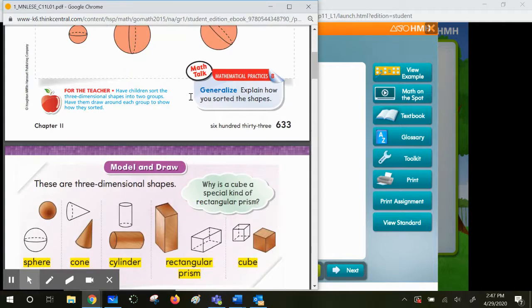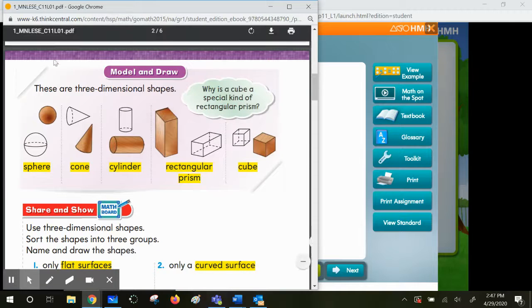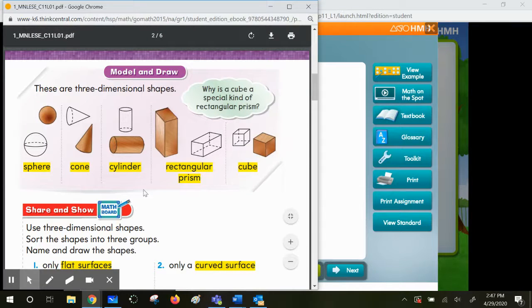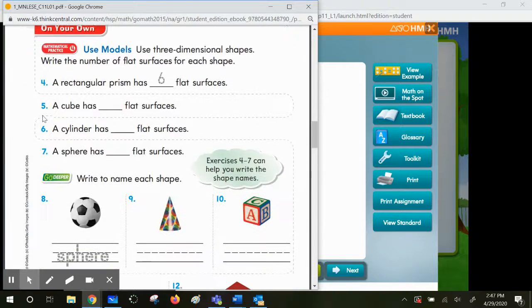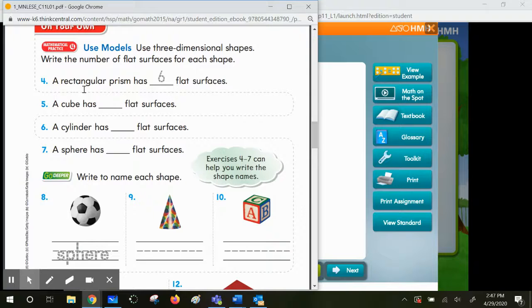Remember, come back up and count your flat surfaces right here in this picture. Count them for each shape and write the answer. See, like they did here? A rectangular prism has 6 flat surfaces. Number 5, a cube has blank flat surfaces. Go back, count the cube sides. Number 6, a cylinder has blank flat surfaces. Go back, look at the cylinder, count how many flat surfaces it has.